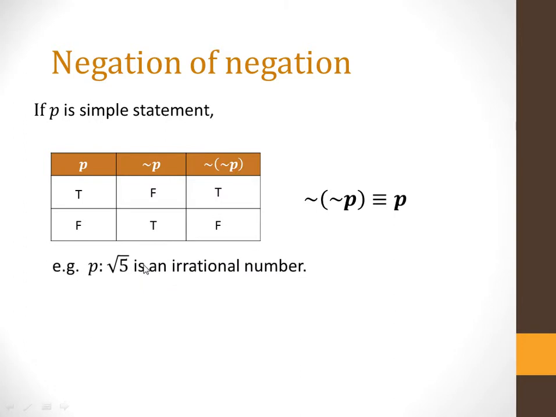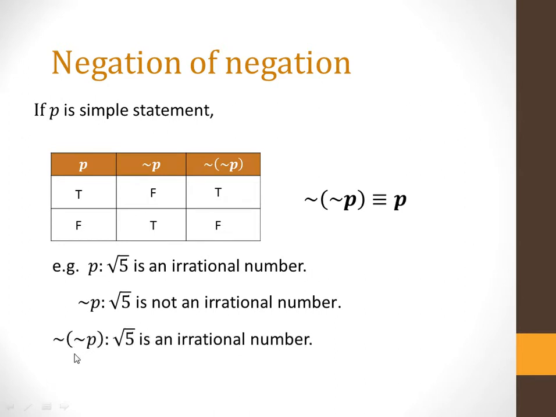Okay, by example we will discuss. See the example. The simple statement is given to you, that is root 5 is an irrational number. If you want to write the negation of that, then we have to write root 5 is not an irrational number. Then again if we make the negation of this, that is negation of negation P, it becomes root 5 is an irrational number. So again we get the same statement, that is P is equivalent with negation of negation P.